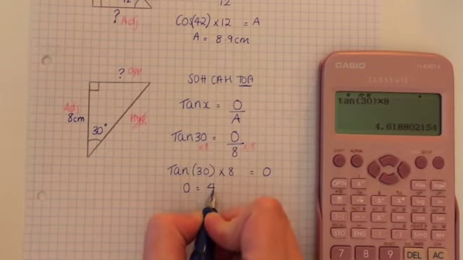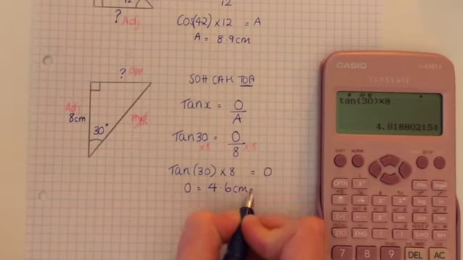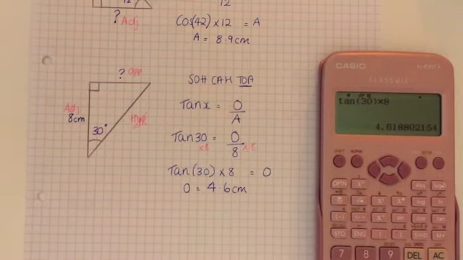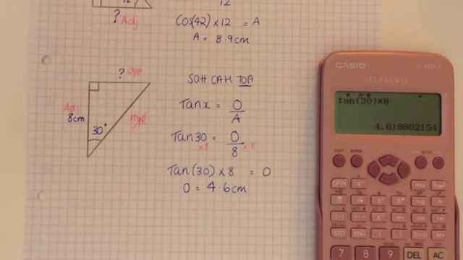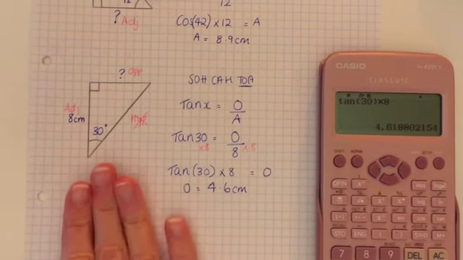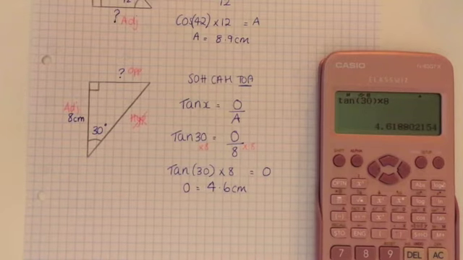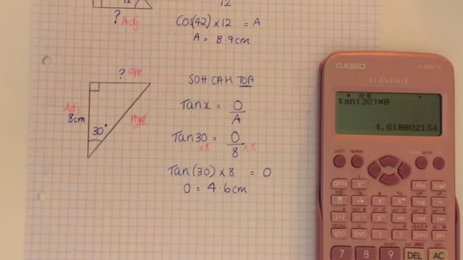O equals 4.6 centimetres. So what I want you to do now is go through the 3 questions I've set you and have a go at them, following the exact same method as I've done here. Any problems, just drop me a message.